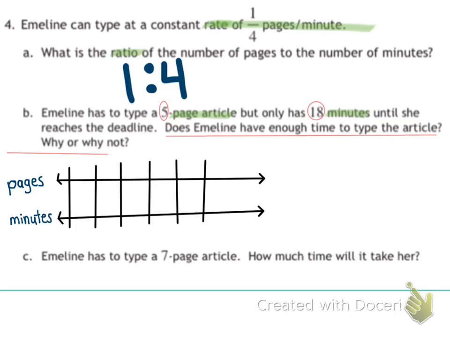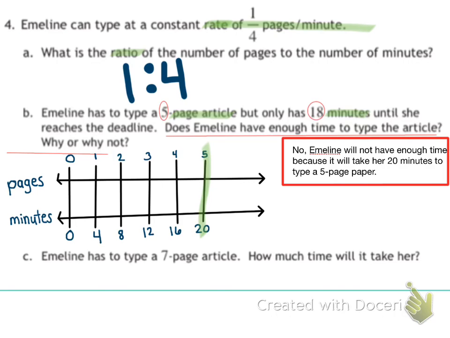So I know that the ratio is 1:4, right? We always start at 0 because the ratio is 1:4. Every 1 page is 4 minutes. So that's how I label my double number line. And now I'm going to increase my double number line. And if I look here, it takes her 20 minutes to type 5 pages. The question is asking me if she will have enough time. And no, she will not have enough time because it takes her 20 minutes to type a 5-page paper, and she needs to finish in 18 minutes.